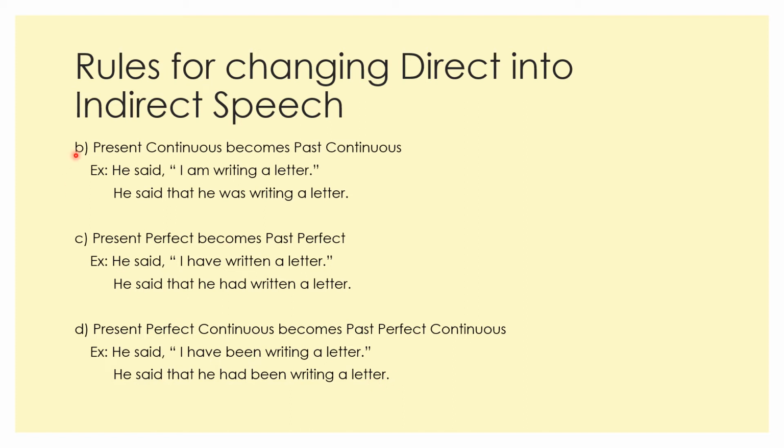So remember, children: present continuous tense will become past continuous tense in the indirect speech. Present perfect becomes past perfect in the indirect speech. Present perfect continuous becomes past perfect continuous in the indirect speech.